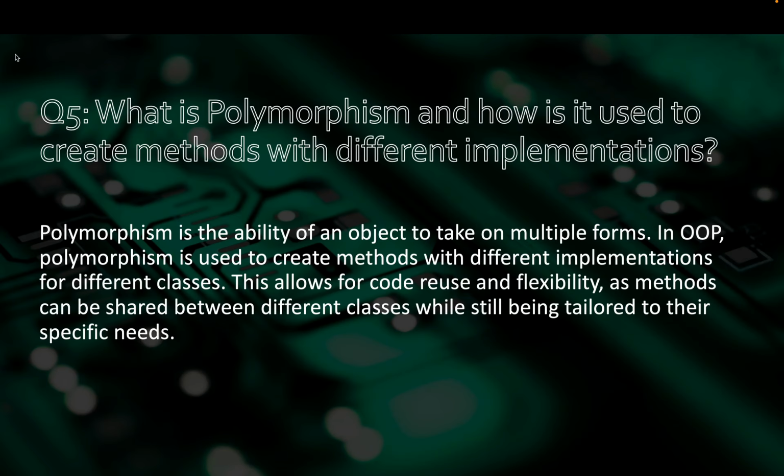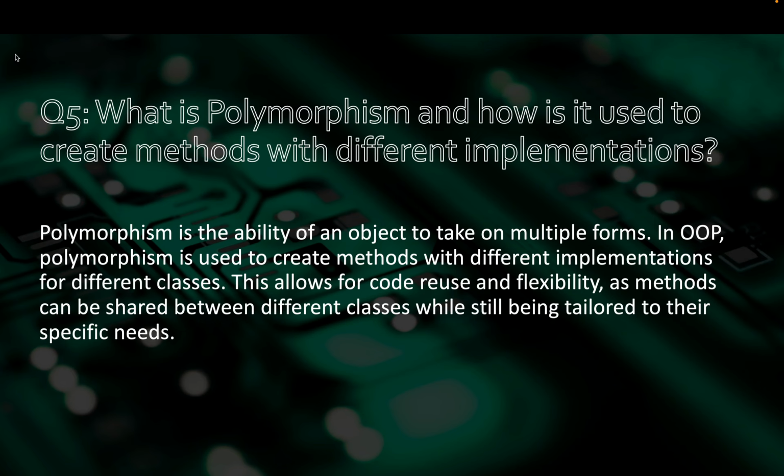Question number 5. What is polymorphism and how is it used to create methods with different implementations? Polymorphism is the ability of an object to take on multiple forms. In object-oriented programming, polymorphism is used to create methods with different implementations for different classes. This allows for code reuse and flexibility, as methods can be shared between different classes while still being tailored to their specific needs.